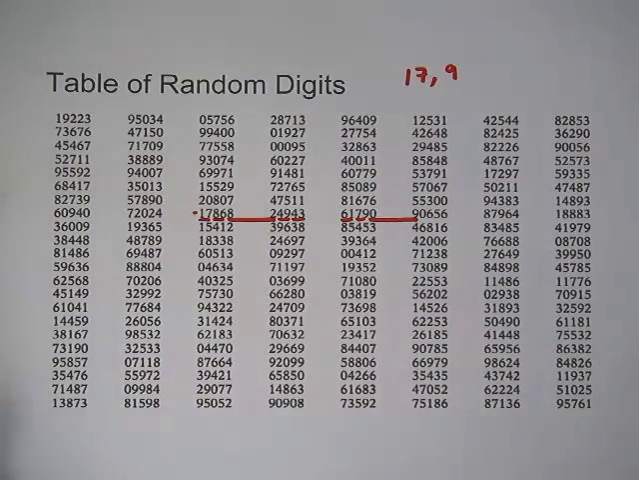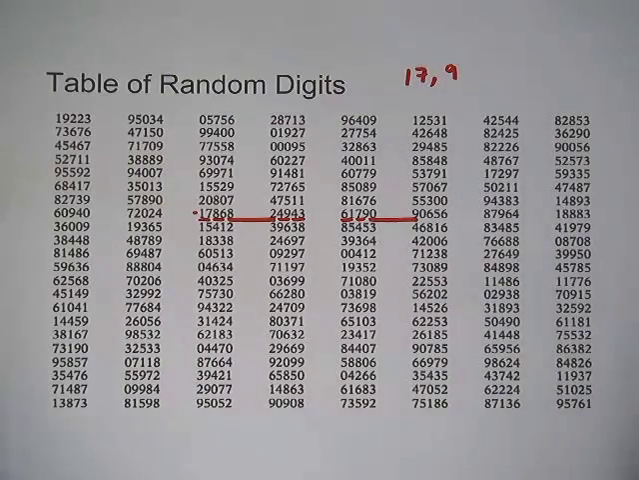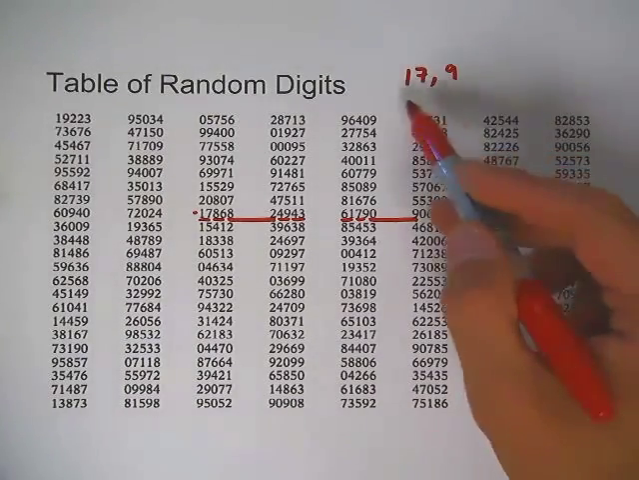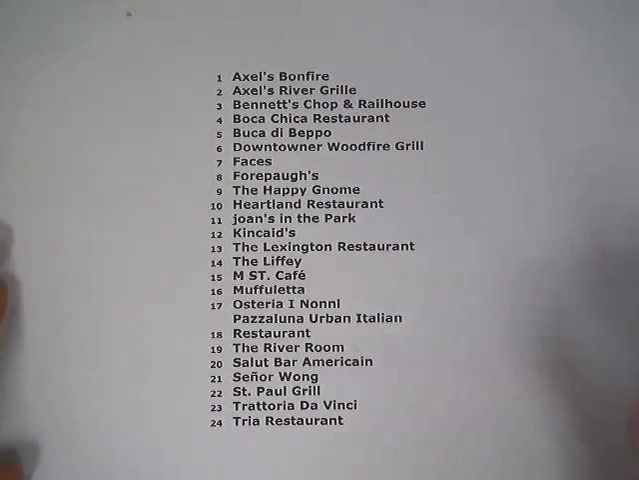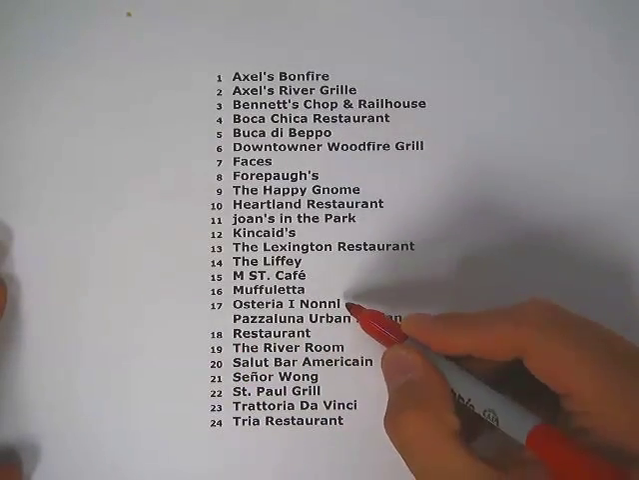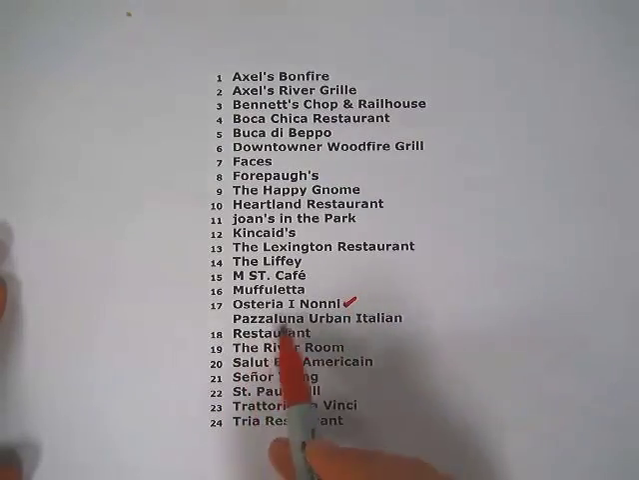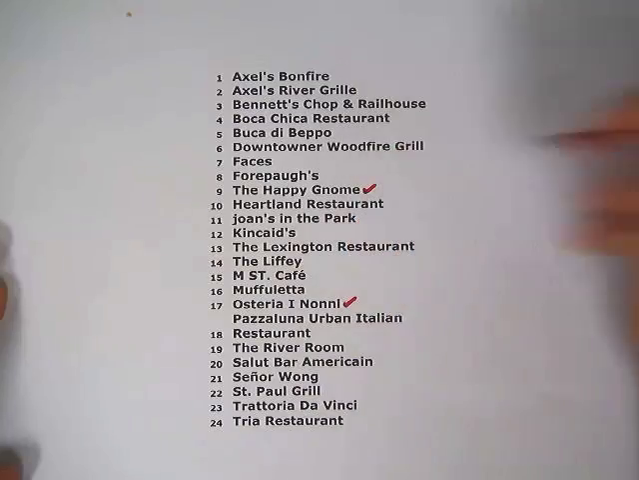So this was an effective way of taking a simple random sample of size 2. Now let's see which restaurants these two numbers match up with. If I go back to my list of restaurants, 17 and 9. So 17 here is Pazzaluna, or excuse me, Osteria Iadoni, and the next one would be the Happy Gnome.